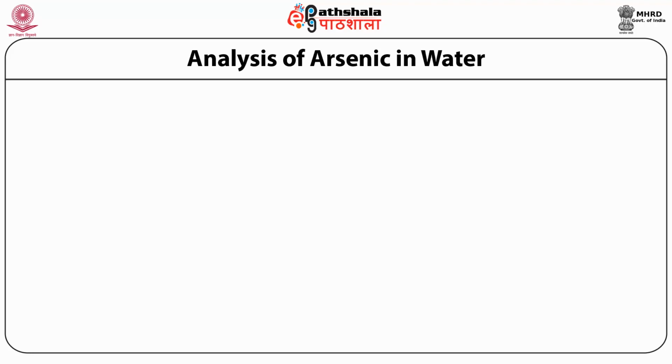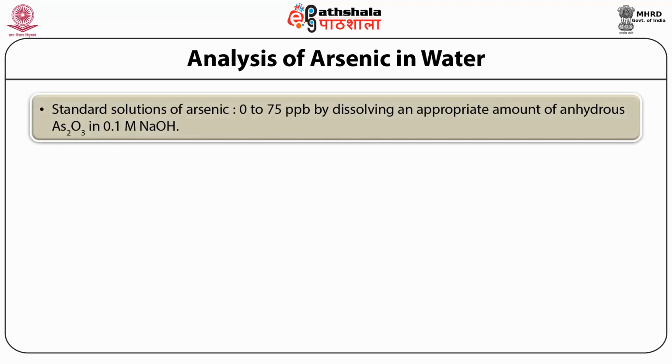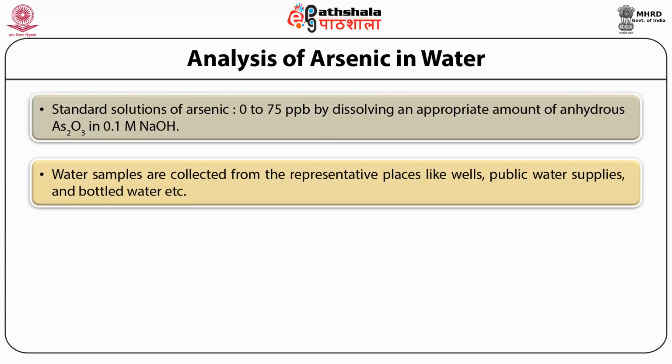For analysis of arsenic in water, a standard solution of arsenic, 0 to 75 parts per million, is required, which is prepared by dissolving an appropriate amount of anhydrous arsenic trioxide in 0.1 molar sodium hydroxide. The water samples are collected from representative places like wells, public water supplies, treatment plants, and bottled waters, etc.